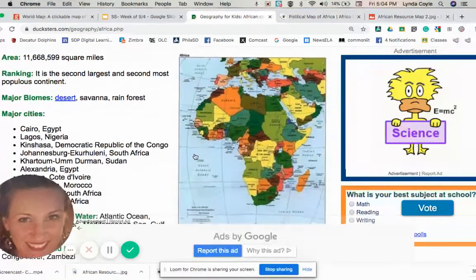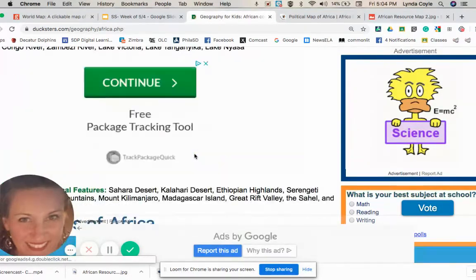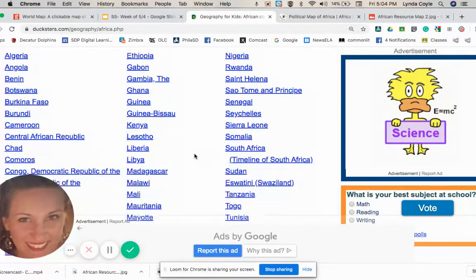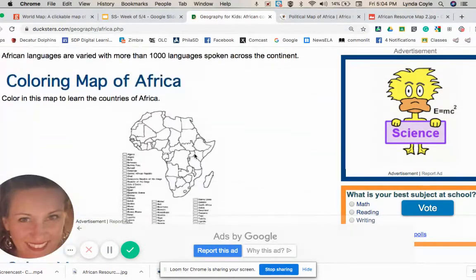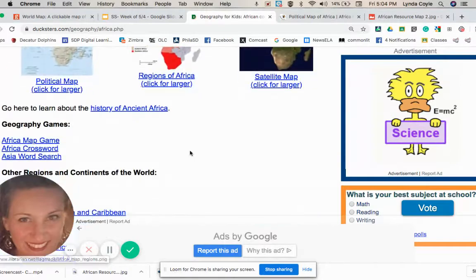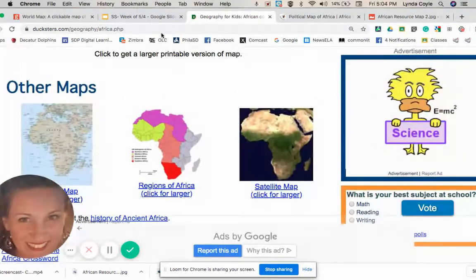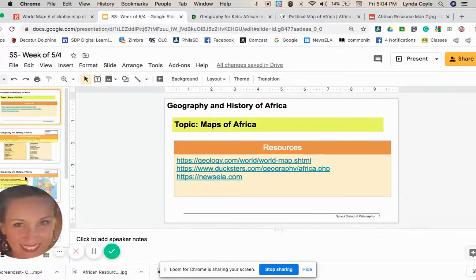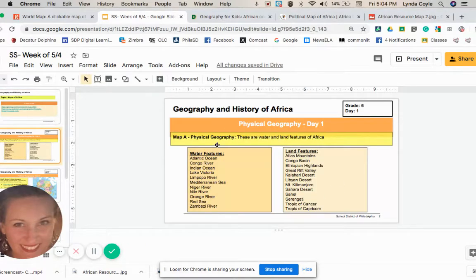So Africa Geography has all the major cities and bodies of water. Here's all the countries that you can learn more about. Fun facts. They have the map. And they have a whole bunch of information about everything in Africa. If I go here, this is just some of the places, water features. Many of the water features in Africa: the Atlantic Ocean, Congo River. And we'll be talking about all these as we explore Africa a lot more through the unit, through the weeks.